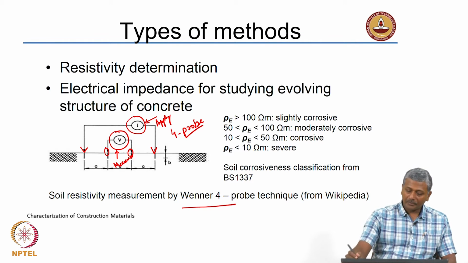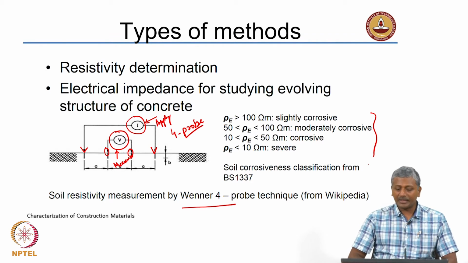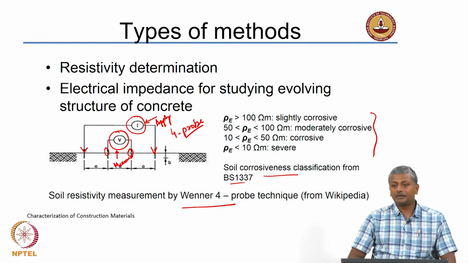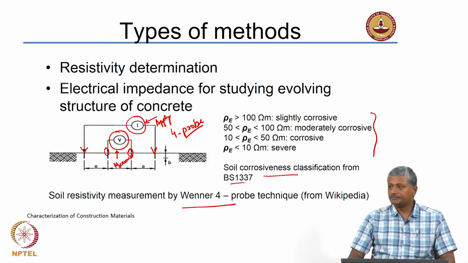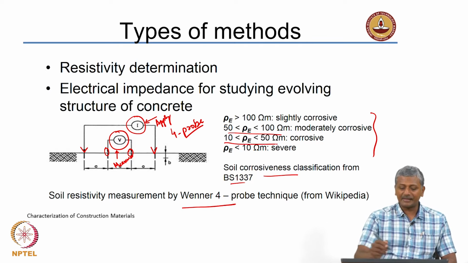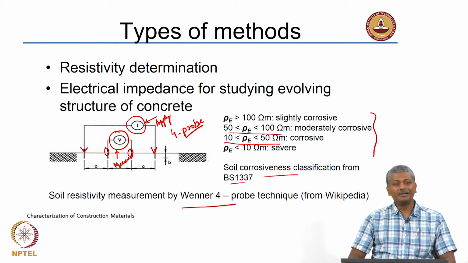Okay. Now, there are several scales for what the resistivity actually denotes. For example, in the case of soil corrosiveness classification from British Standard 1337, it says that if the soil has a resistivity of 100 ohm meter or more, it is only slightly corrosive. That means it does not really have a characteristic that will be harmful. Okay. Between 50 and 100, it is moderately corrosive. As the resistivity becomes less and less, the corrosive nature of the soil gets enhanced.